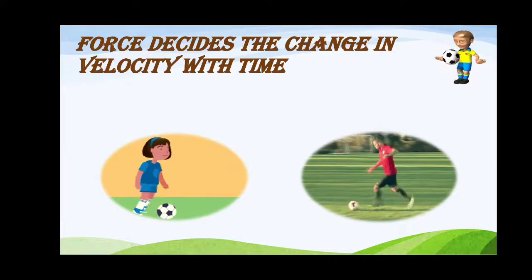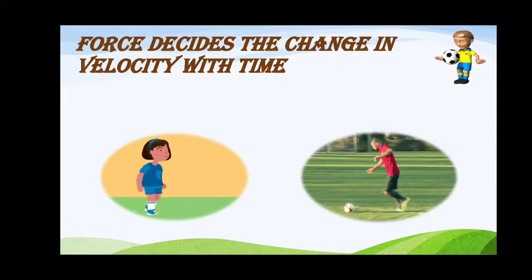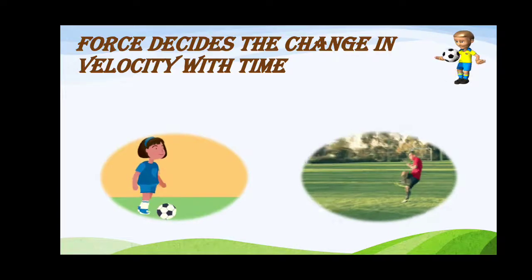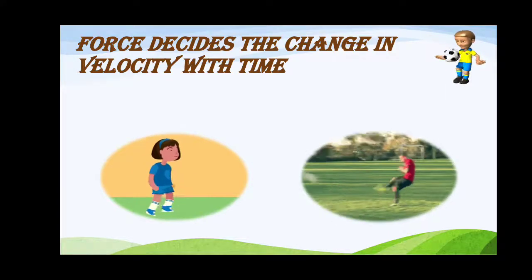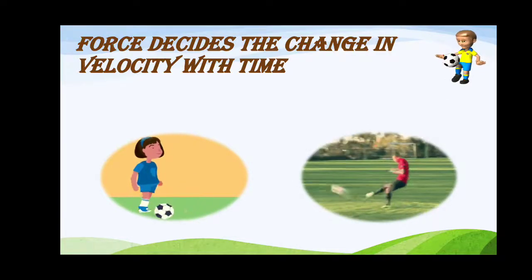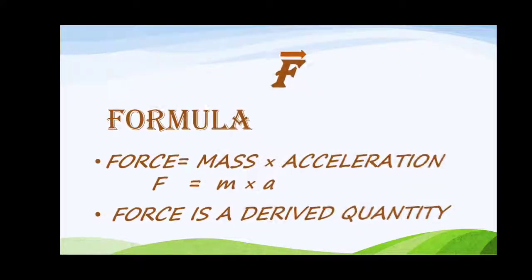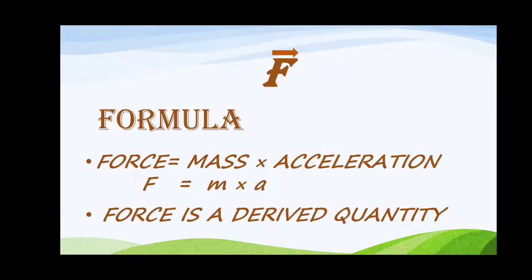So what is this change in velocity called? It is called acceleration. So what we understand by this? That force depends on mass as well as acceleration. And as I said before, all the physical quantities are denoted by a letter. The same way, force is also denoted by capital F. And why is that arrow above it? Because force is a vector quantity. It is a symbol of a vector.